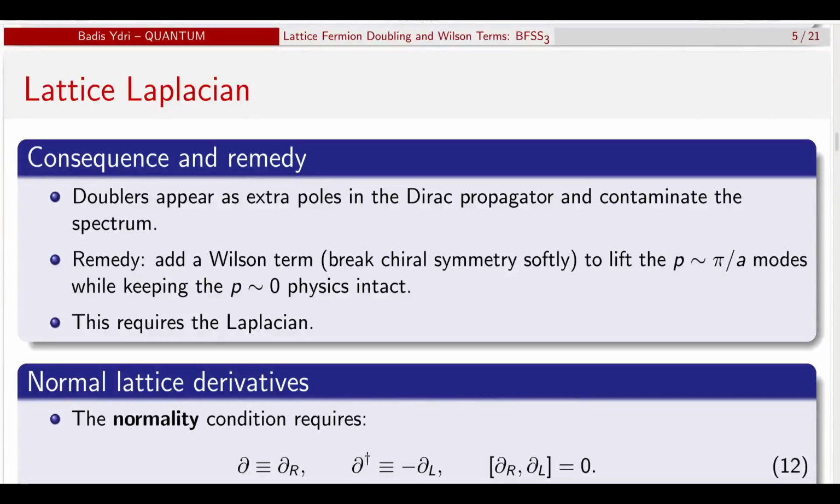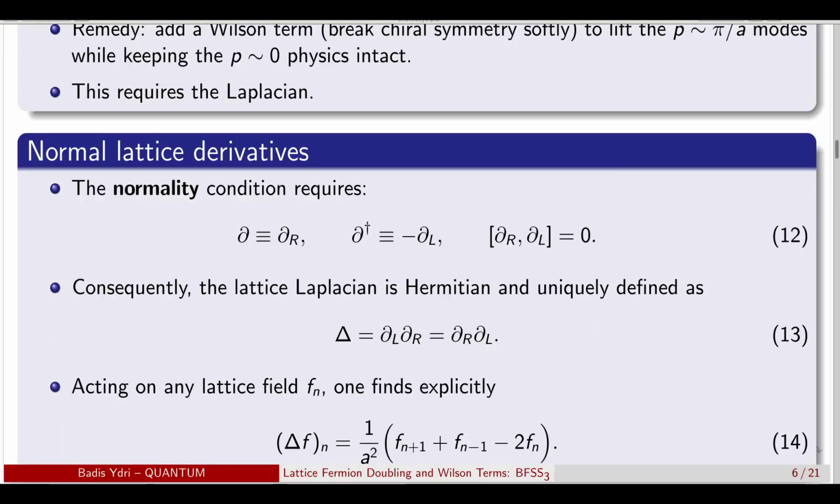To correct the doubling problem, we first define the lattice Laplacian, which plays a central role in Wilson's solution. For normal lattice derivatives, we take partial_r, partial dagger equal minus partial_L, and they commute, so their commutator is 0. Under these conditions, the Laplacian is uniquely defined and Hermitian. It is given by delta equals partial_L times partial_r, which also equals partial_r times partial_L. Acting on any lattice field f, we get equation 14.